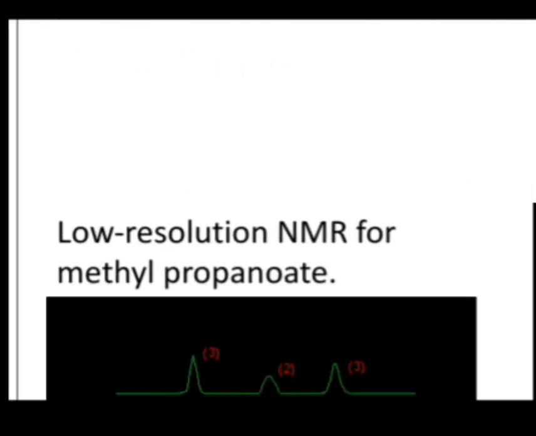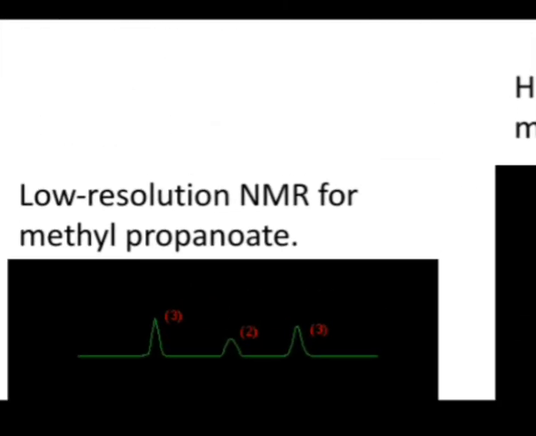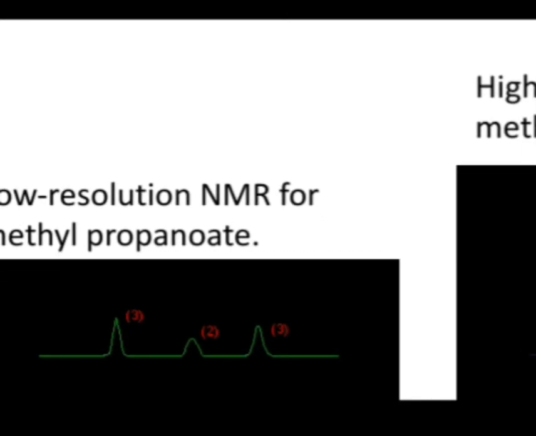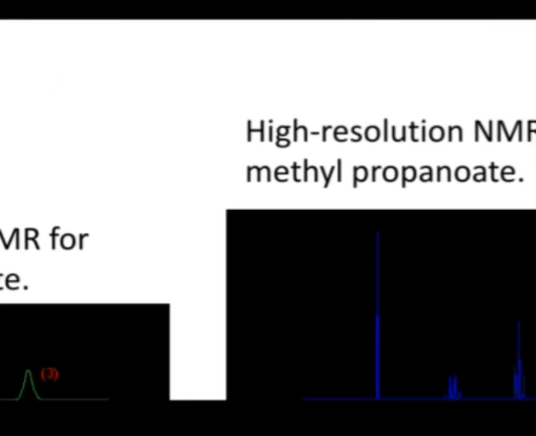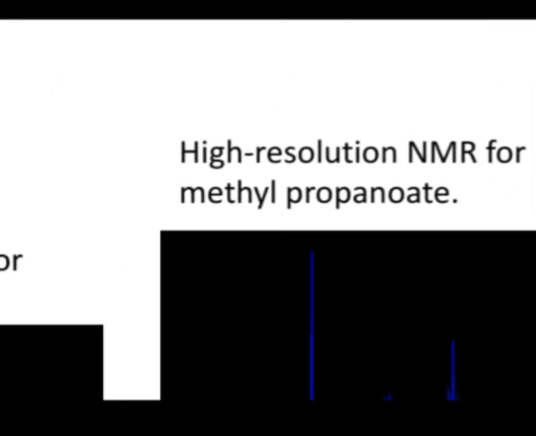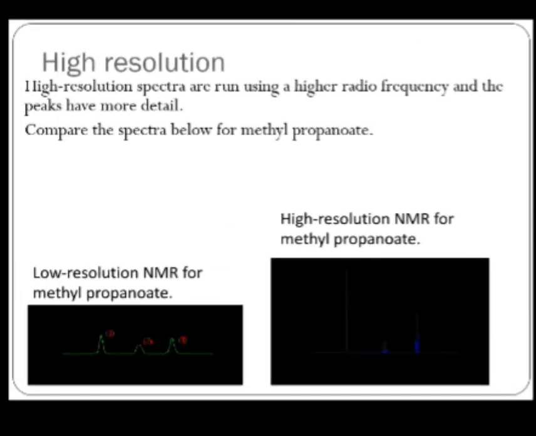Now look toward that. It is a low resolution NMR for methyl propanoate. There are three types of protons, therefore we will get three peaks. But friends, when we take its higher resolution, we will get the singlet, triplet and so on.